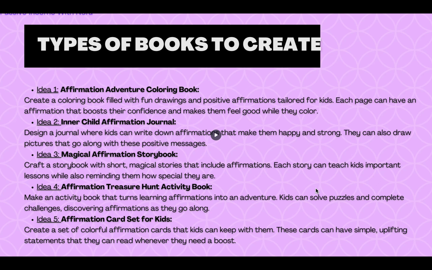Idea number 2 is an inner child affirmation journal, and this is quite popular on Amazon KDP. So it starts off by designing a journal where you allow the child to write down affirmations that make them feel happy and strong. You could also have a section where you, the self-publisher, suggest your own affirmations that are suitable for children. Of course, the construction of the affirmation and the way it is phrased depends on the age of the child as well. So keep that in mind.